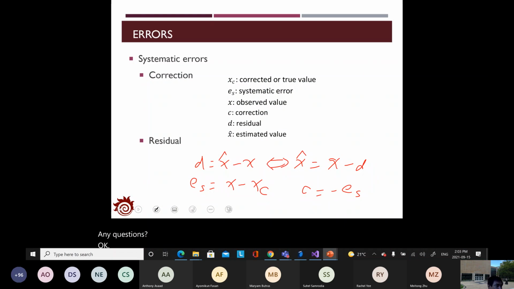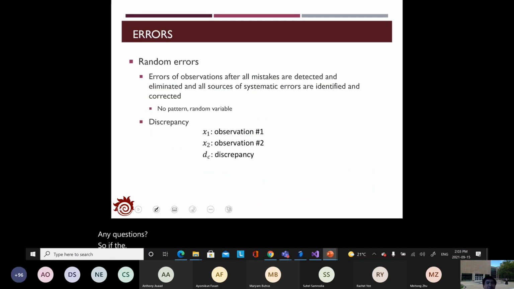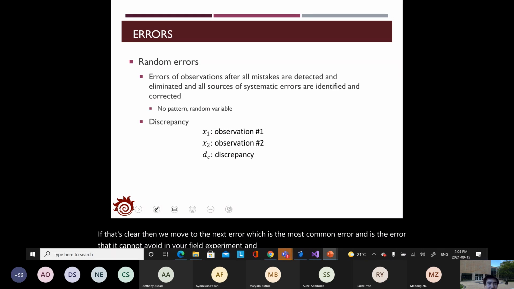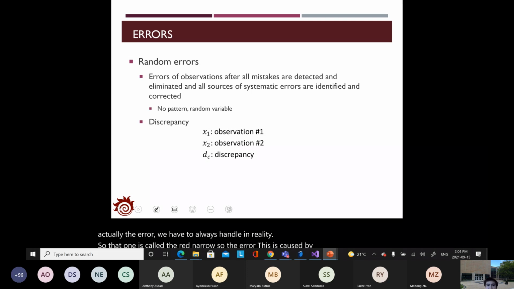So if that's clear, then we move to the next error, which is the most common error, and is the error that you cannot avoid in your field experiment and for most of the surveying projects. And that's actually the error we always have to handle in reality. So that one is called the random error. This error is caused by multiple observations.